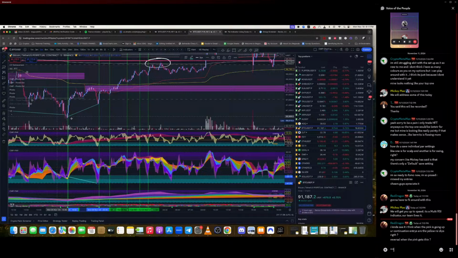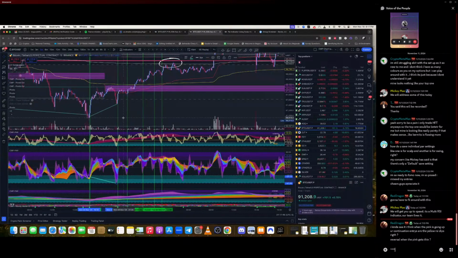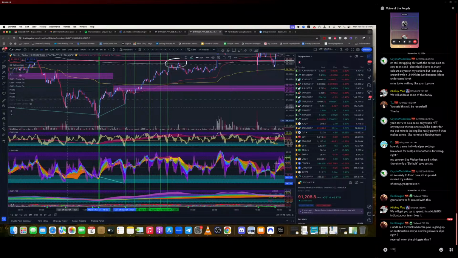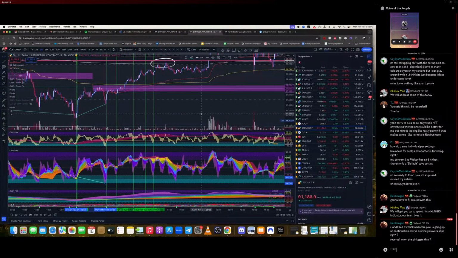Well, this was the bull div over here. You see how it made a lower low? No, that's not actually. Well, yeah. So price made a lower low, and the ribbon, it was kind of flat. But this is a regular bull div in my opinion, and then this is the hidden bull div. I'll put it up in the chat later on.